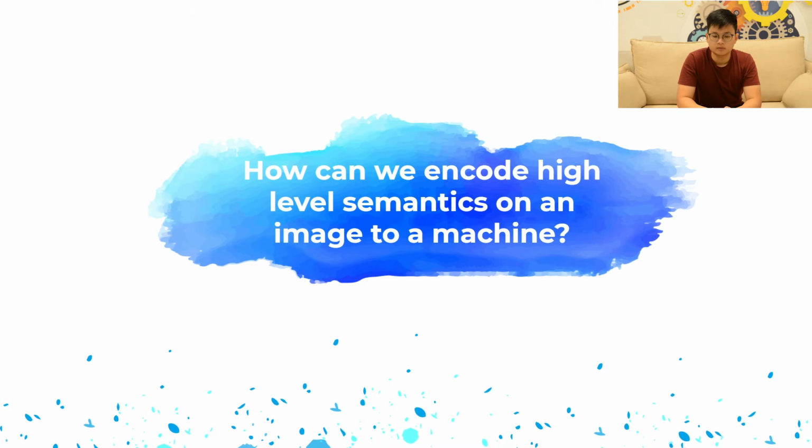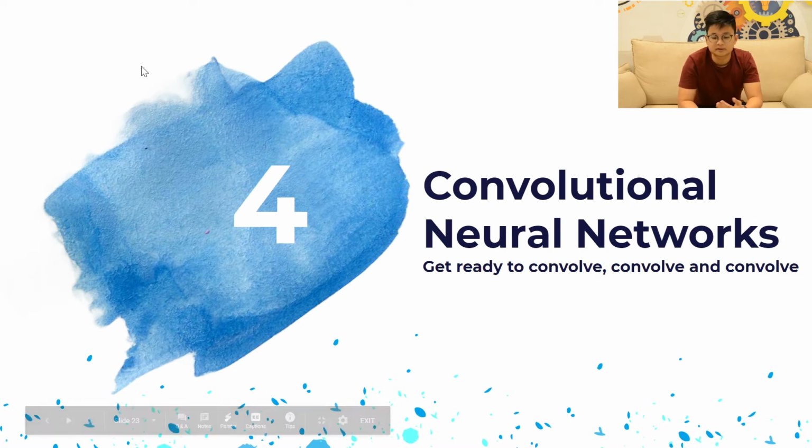But those are low-level semantics: edges and gradients, where the particular edges go. That is called low-level semantics. But then, how do you encode higher-level semantics? For example, you have an image of a cat, right? You see whiskers, you see ears. That's high-level semantics. How do you encode high-level semantics on an image to a machine? And that's where convolutional neural networks come into play.